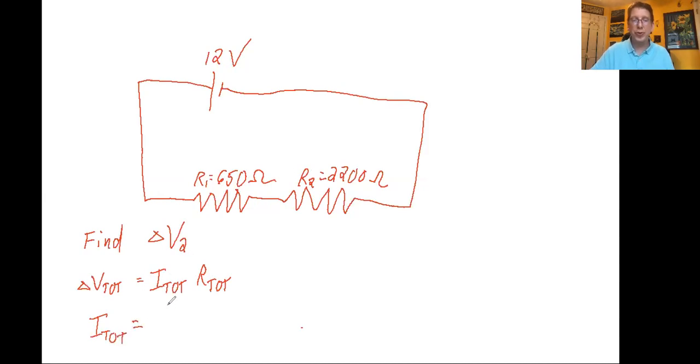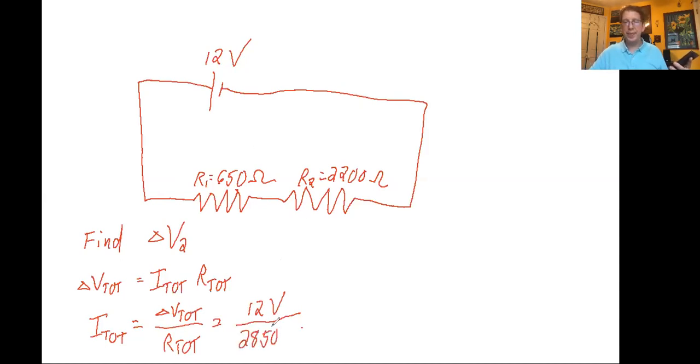To find I total, that's equal to delta V total divided by R total. So this is basically a two-step problem. We can calculate this. That's 12 volts, and you're dividing by the sum of these. So that's 2850 ohms.